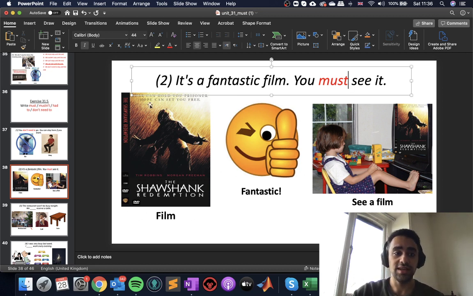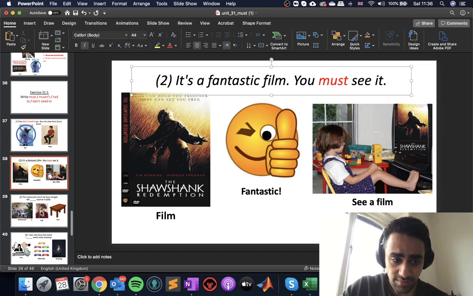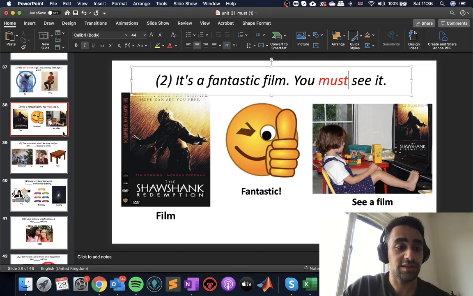You need to see it. And I can't say you had to because this is not in the past. And I can't use you don't need to because I'm just telling you it's a good movie. You have to see it. So you must see it. It is a good movie, Shawshank Redemption. You all need to see it.